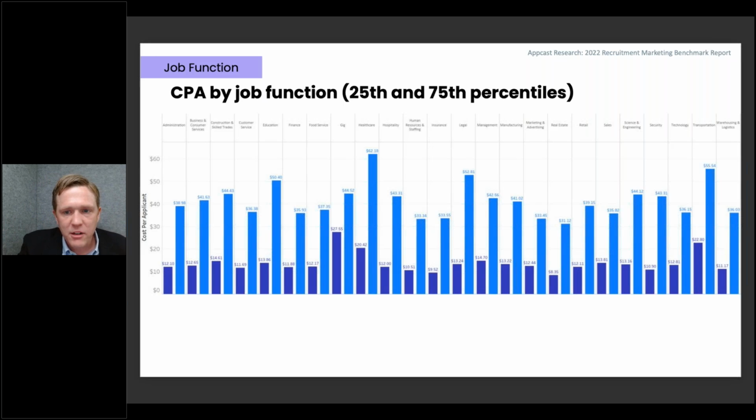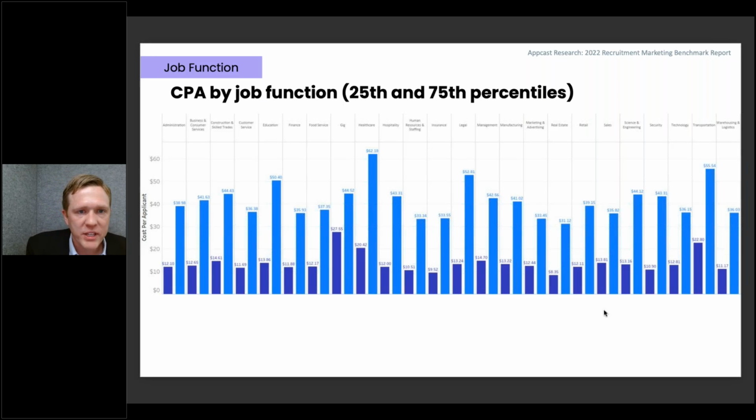If you look at retail, I'm going to try to use my mouse here if you can see it. It's $12.11. That's the lower end, 25th percentile. $12.11 per application in retail. The high end, the 75th percentile, would be $39.15. A few observations here. Historically, higher paid job functions would attract higher cost per application numbers, but this isn't always the case.